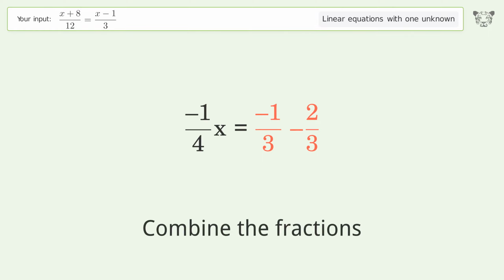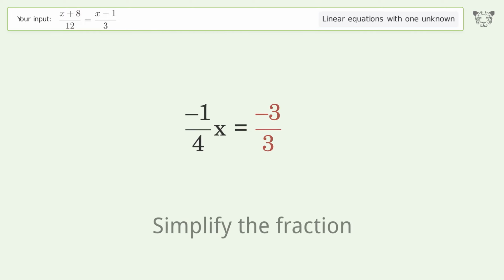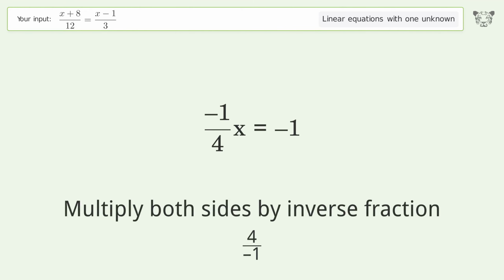Combine the fractions. Combine the numerators. Simplify the fraction. Isolate the x. Multiply both sides by the inverse fraction 4/-1.